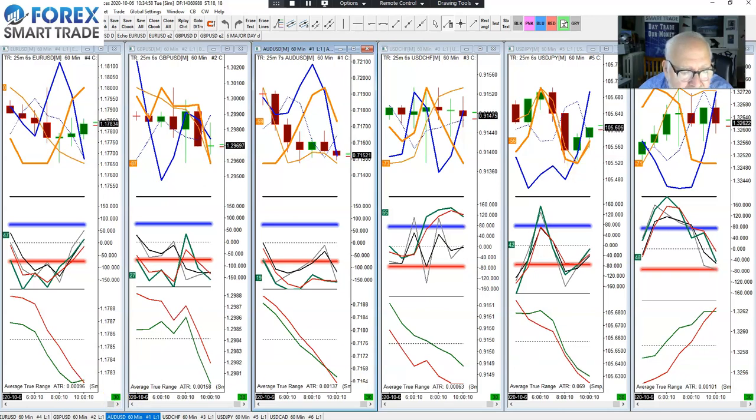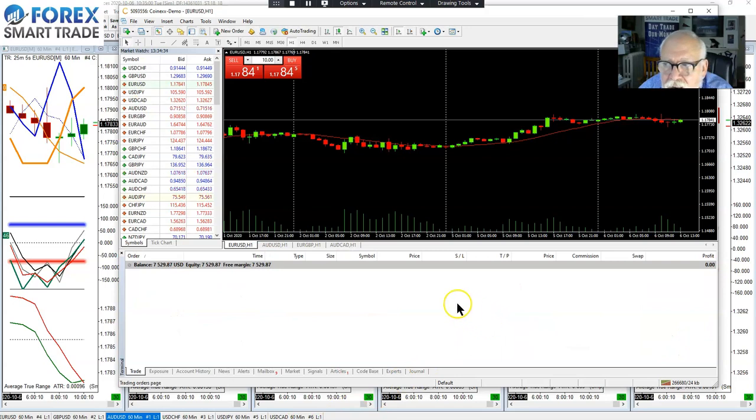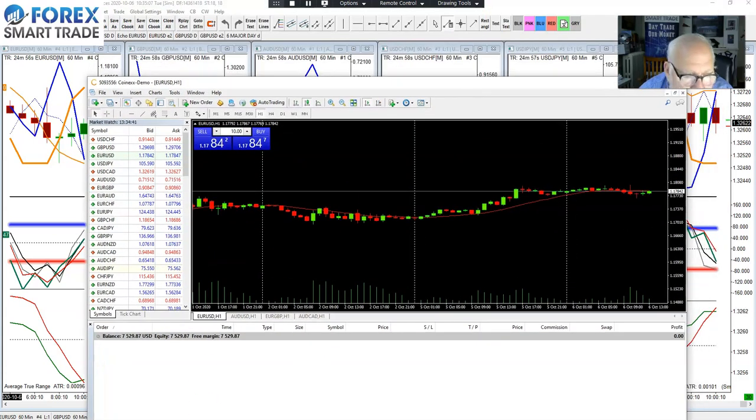I also want to make sure my CoinEx is turned on. So I am looking and I can see that the numbers are bouncing around. So that means my CoinEx is turned on.